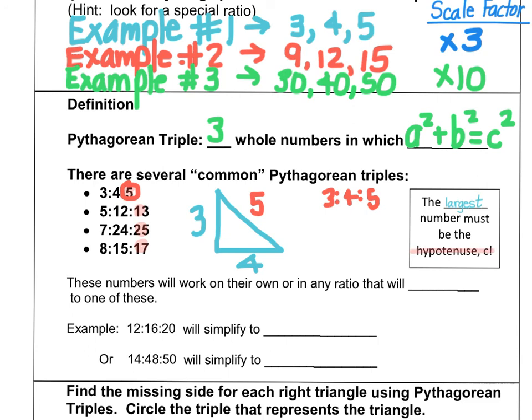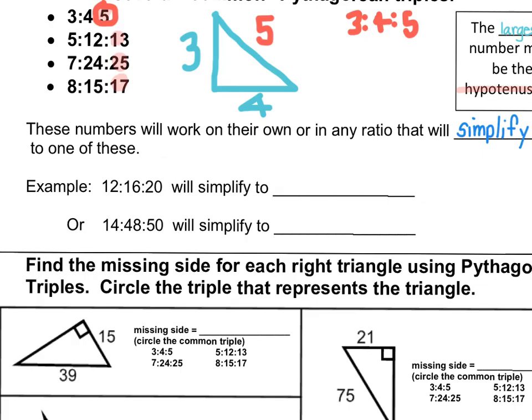Now the really neat thing about this is that these numbers will work on their own or in any ratio that will simplify to one of these. To simplify these numbers, we will find out what they all can be divided by, and then we can match them. If they match a triple, then those numbers will form the legs and hypotenuse of a right triangle.